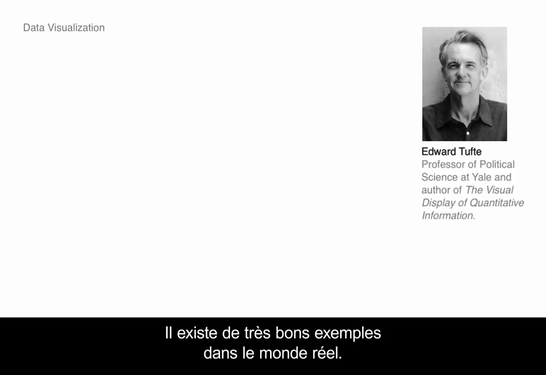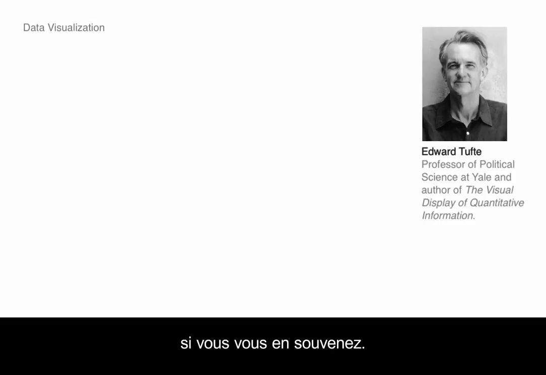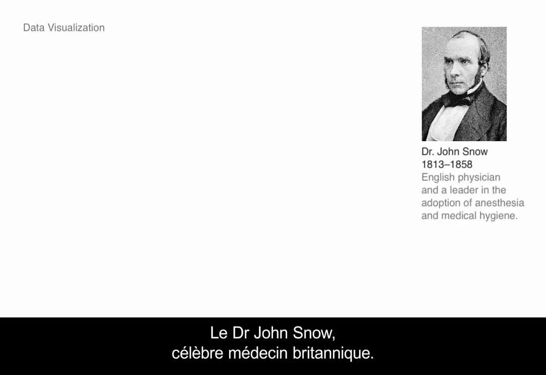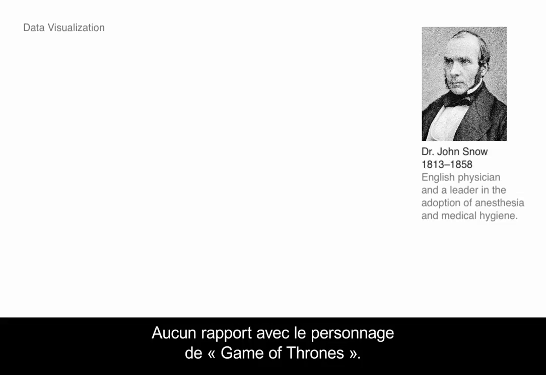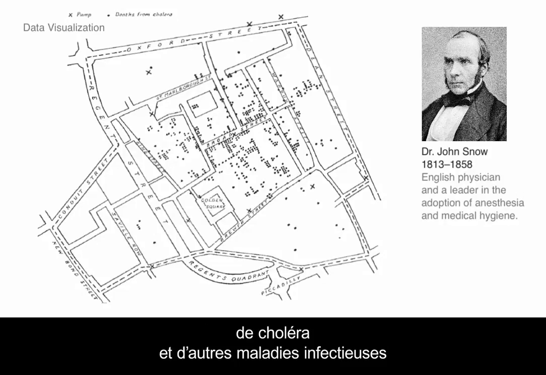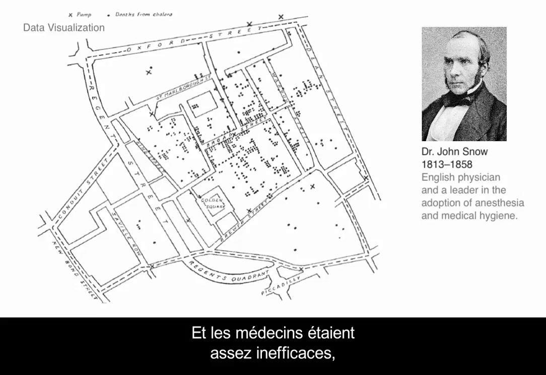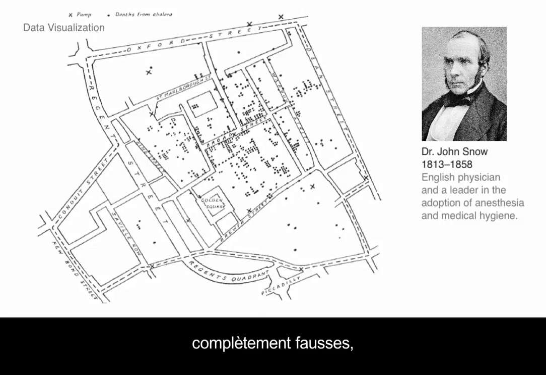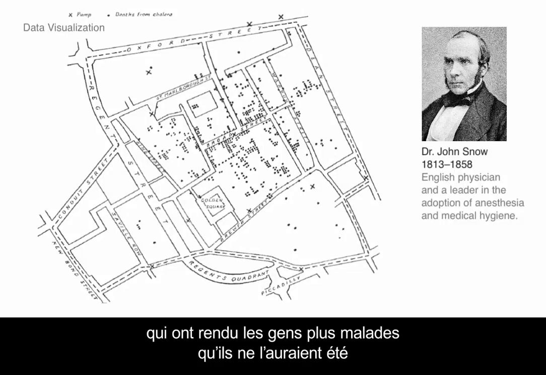There are some really good real-world examples, and this was emphasized also in the Tufte book, if people remember. So Dr. John Snow, extremely famous British physician, no relation to the Game of Thrones character. At the time that he was a physician, there were regular outbreaks of cholera and other infectious diseases in London and other big cities. And physicians were sort of worse than useless in the sense that they had a whole bunch of theories that were totally wrong and led people to be much sicker than they would have been if there hadn't been physicians.